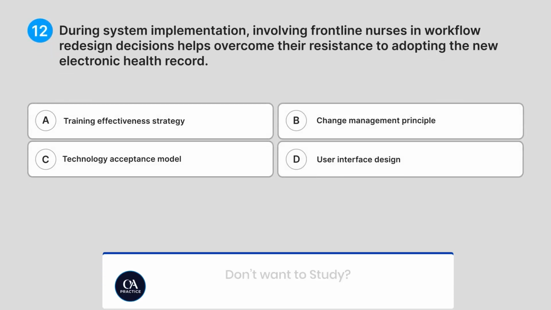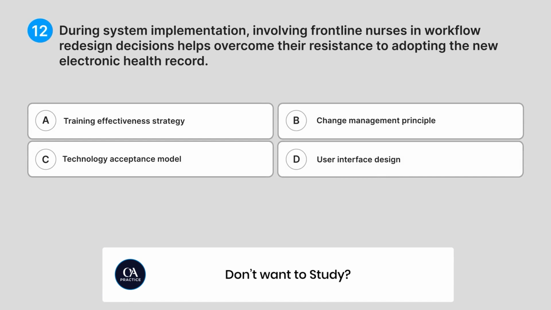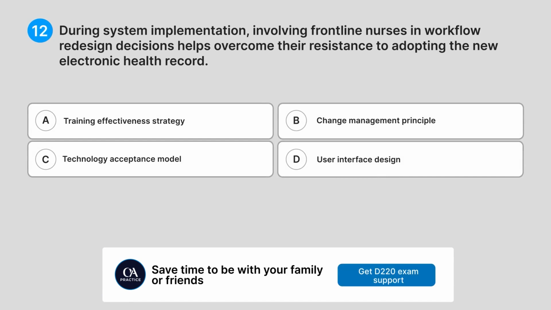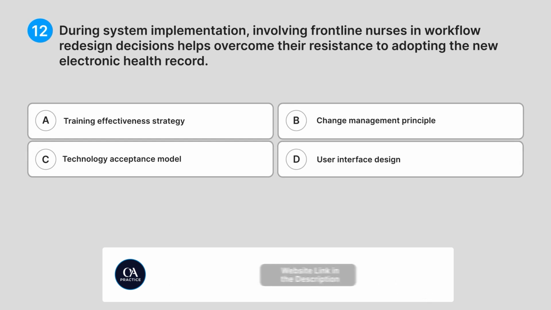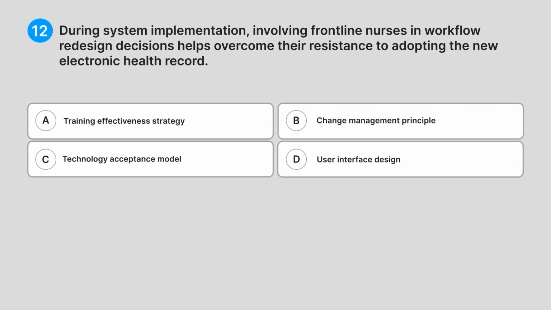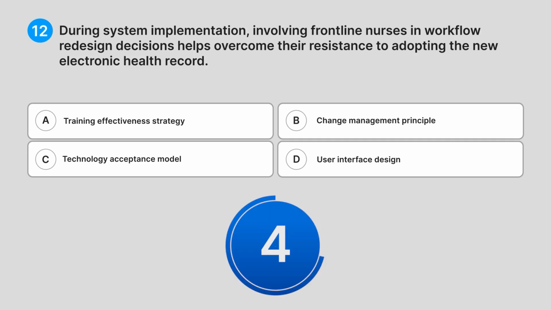12. During system implementation, involving frontline nurses in workflow redesign decisions helps overcome their resistance to adopting the new electronic health record. A. Training effectiveness strategy. B. Change management principle. C. Technology acceptance model. D. User interface design. Do you know the answer?